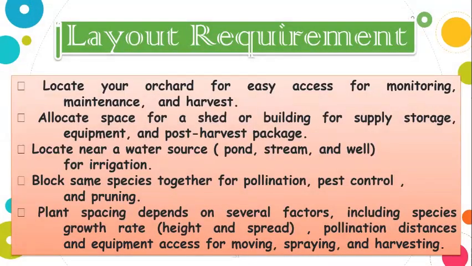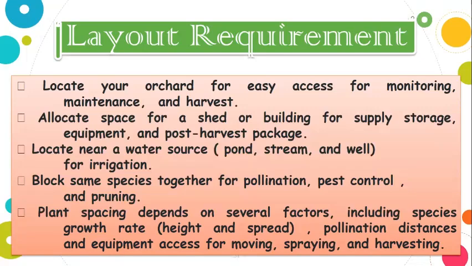Now, the layout also has requirements. First, you have to locate your orchard for easy access for monitoring, maintenance, and harvest. Second, allocate space for a shed or building for supply storage, equipment, and post-harvest packaging. Third, locate near a water source. It may be a pond, a stream, or a well for irrigation. Fourth, block the same species together for pollination, pest control, and pruning.